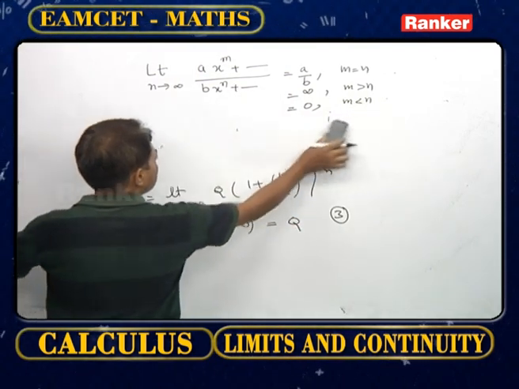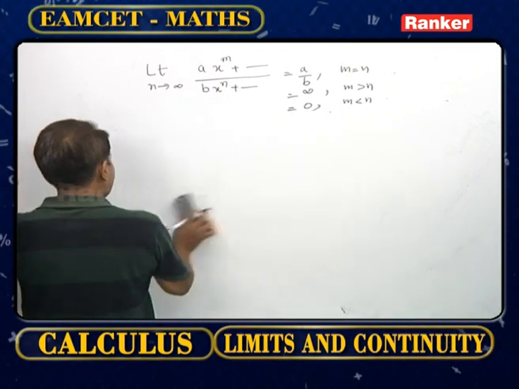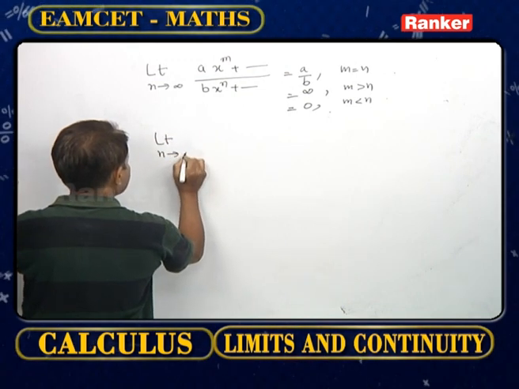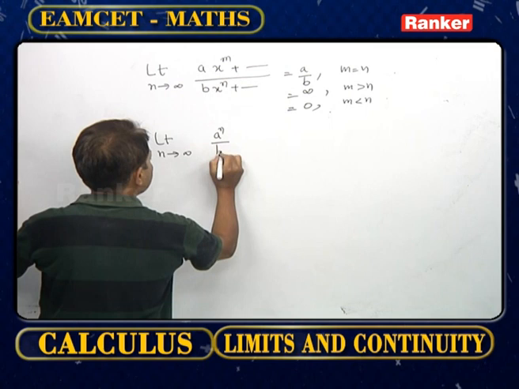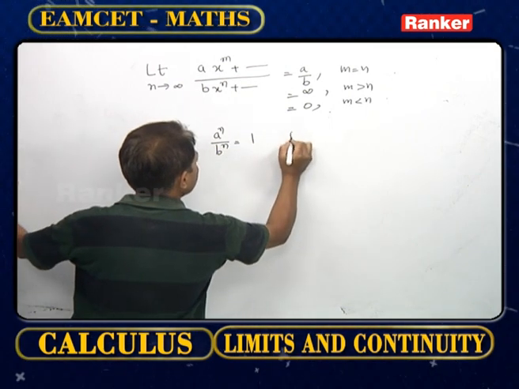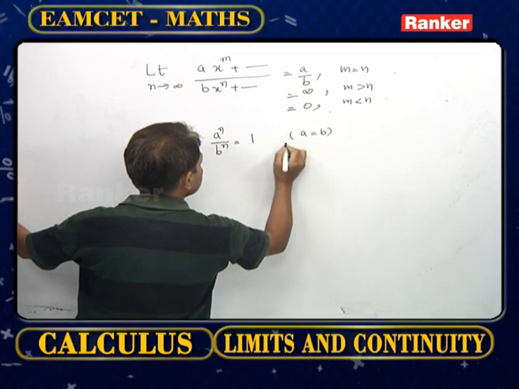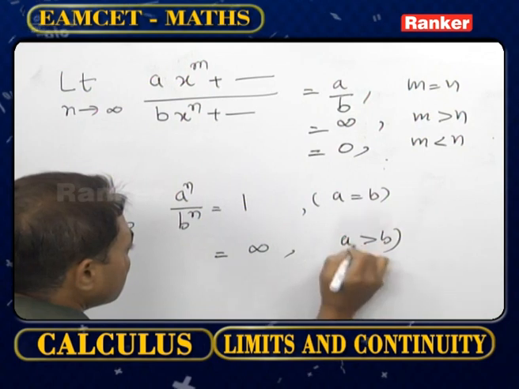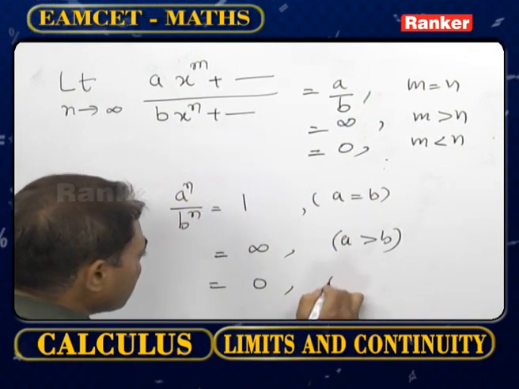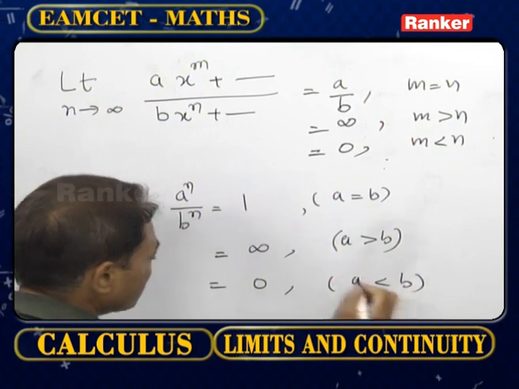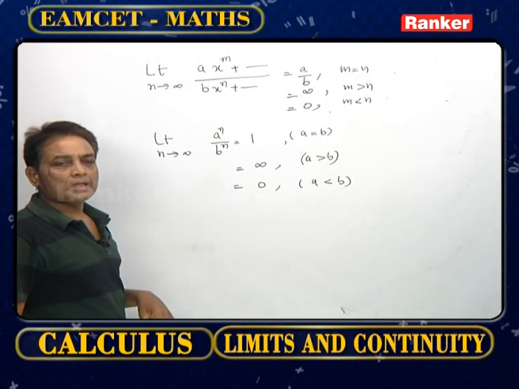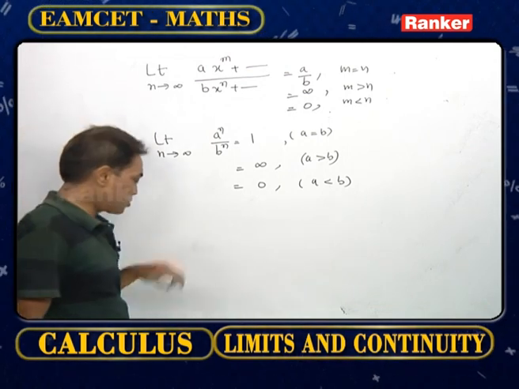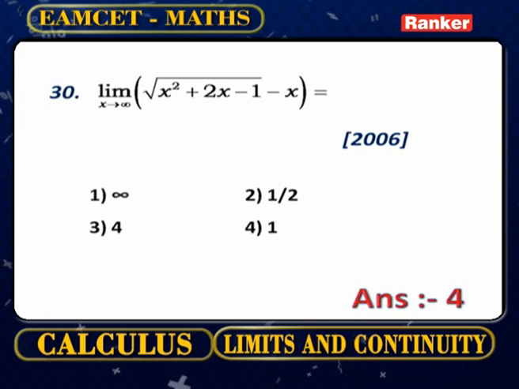Similarly, for this q by h, what we have done just now, there are 3 more formulas. Just write down these formulas. a power n by b power n is equal to 1 if a is equal to b. If a is more than b, it becomes infinity. If b is more than a, it becomes 0. So, mostly in the infinity limits, we use only these 3 formulas, so that remaining problems we can do based on this. Question number 30.